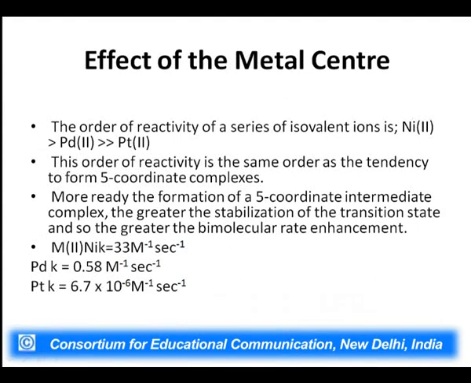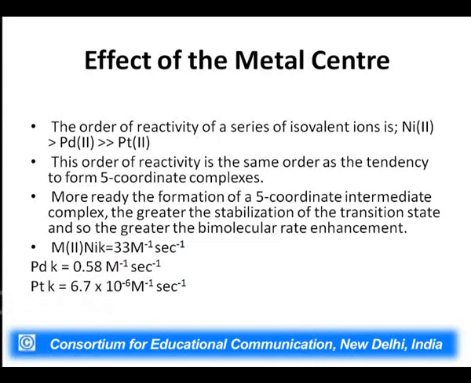Then effect of metal center. The order of reactivity in case of isovalent metal ions like nickel 2, palladium 2, platinum 2 varies in the order: nickel 2 is more than palladium 2, which in turn is more than platinum 2. This is the same as their tendency to form the 5 coordinate complex. As nickel has more tendency than palladium and platinum, their rate of reaction also varies in the same order. So, it depends upon the stabilization of the transition state. The more the stabilization of the transition state, the higher will be the rate of the reaction.